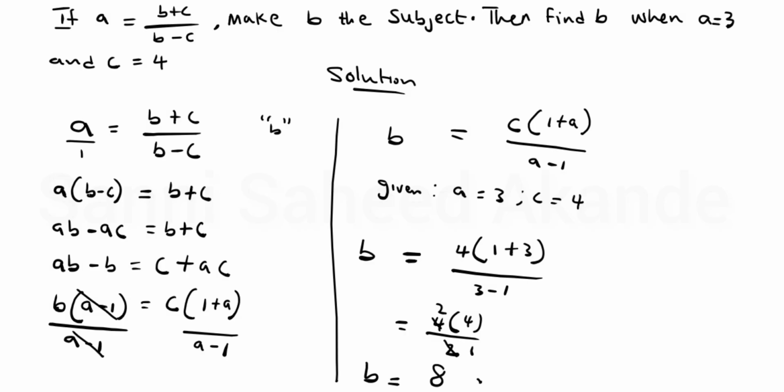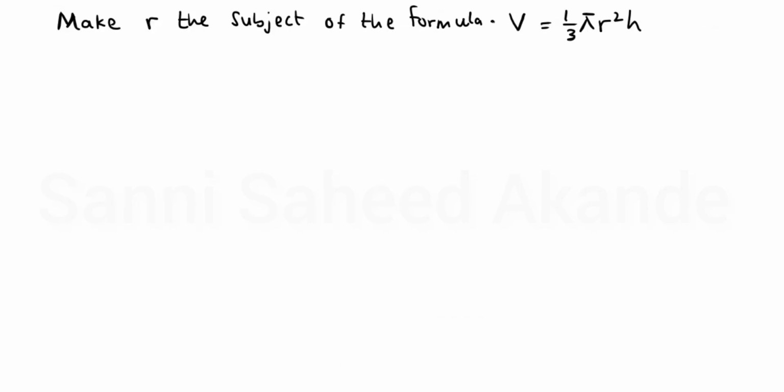Is that understood? All right, so let's take a look at another question. The question says, make R the subject of the formula in this formula you are seeing on the screen. Okay, solution. The question is V equal to 1 over 3 pi R squared h. So don't forget, we want to make R the subject of the formula here.